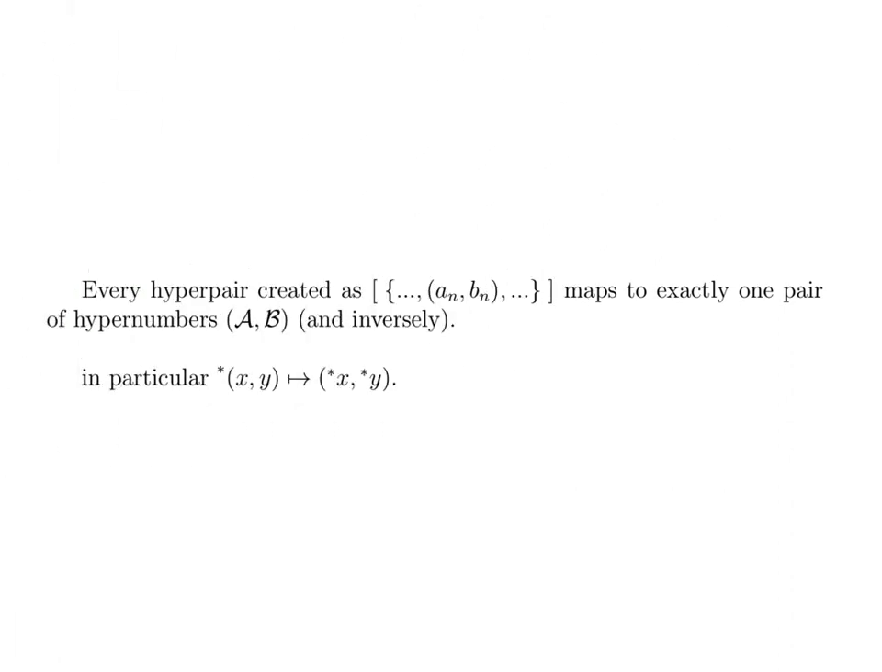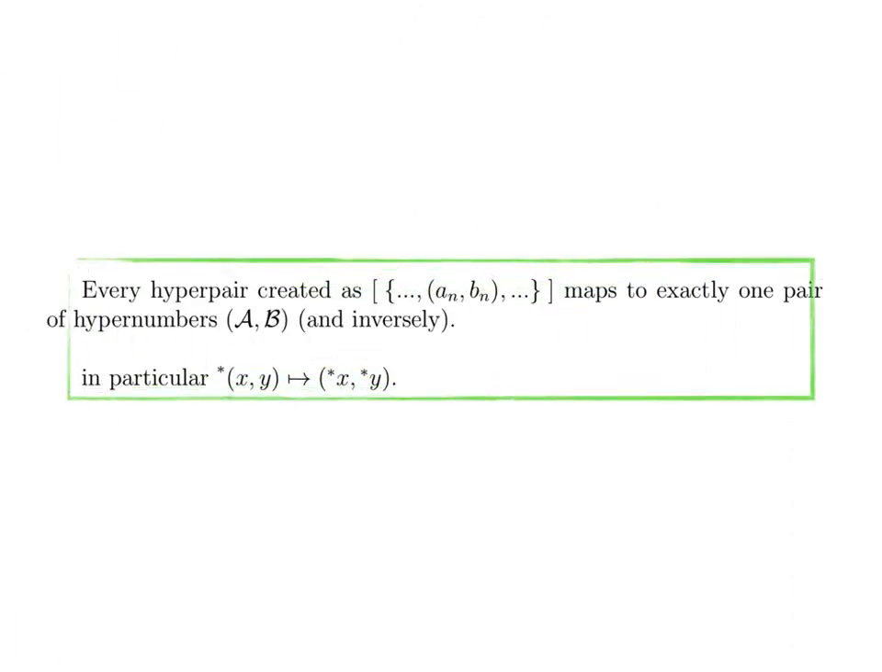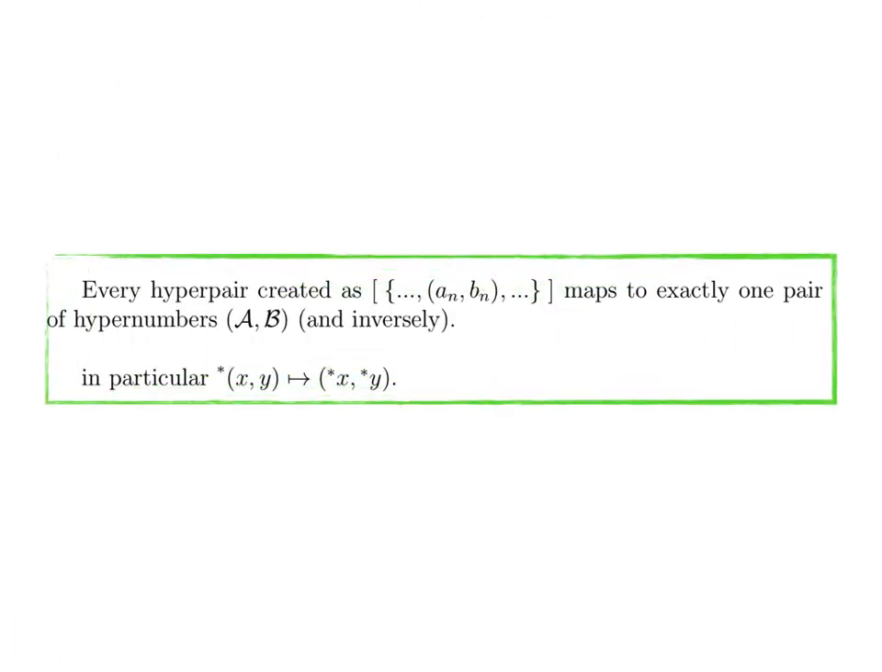And this allows us to conclude that every hyperpair created as the equivalence class of a sequence of pairs of real numbers maps to one pair of hyperreal numbers, curly A, curly B, and inversely. And in particular, the extension of a pair x, y is simply the pair given by the upper star x, upper star y.